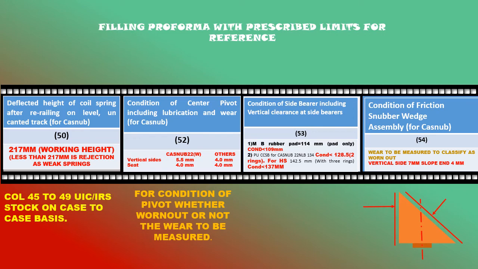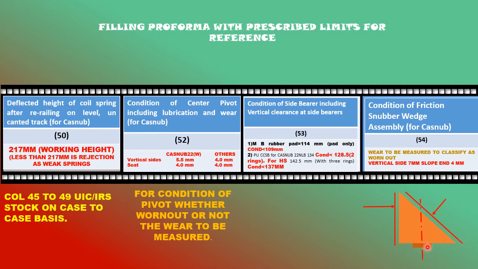The next important component of the bolster is under column 54, known as friction snubber wedge. This friction snubber wedge is this type of triangular wedge. These are 4 in a particular bogie, 2 on each side of the bolster.